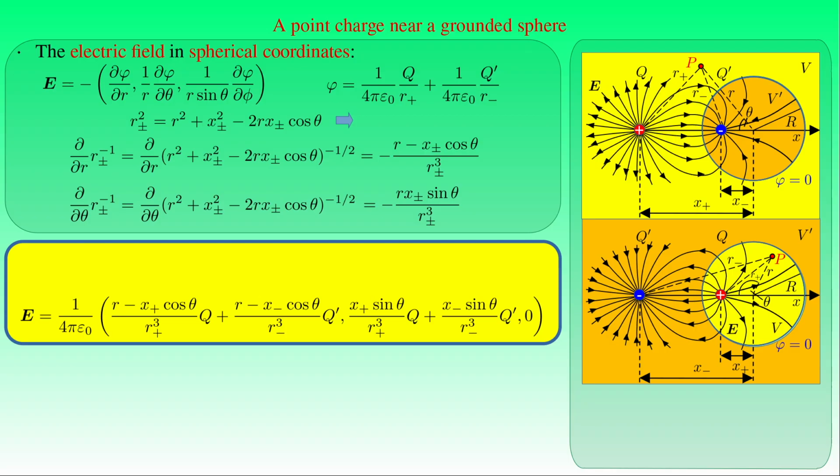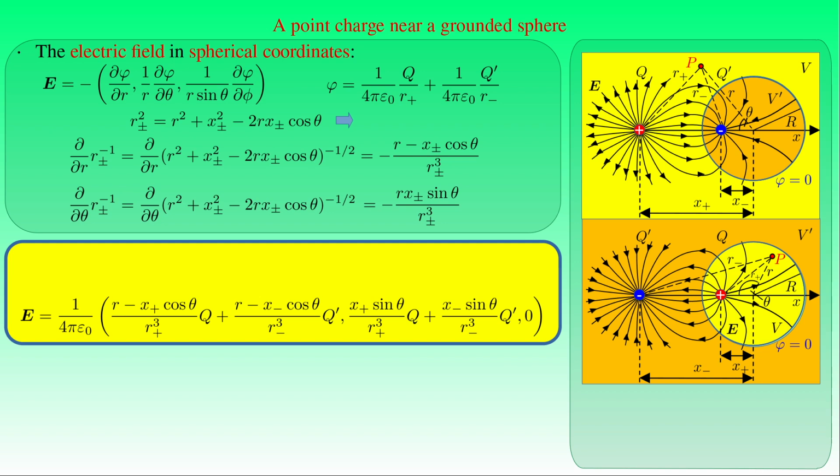Its polar component is given by 1 over 4 pi times epsilon naught, times the sum of x sub plus sine theta over the cube of the r sub plus, and x sub minus sine theta over the cube of the r sub minus. Its azimuthal component vanishes since the potential does not depend on the azimuthal angle phi.